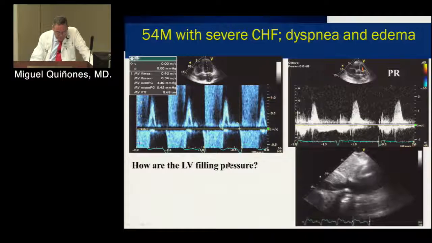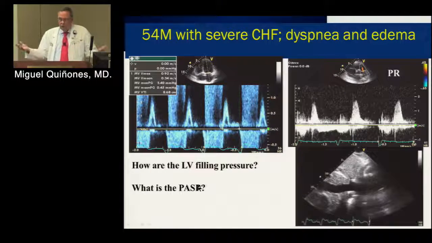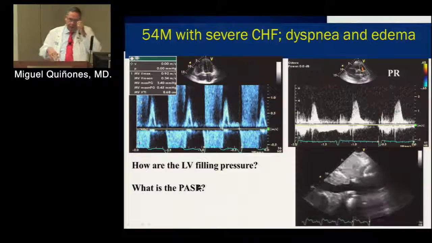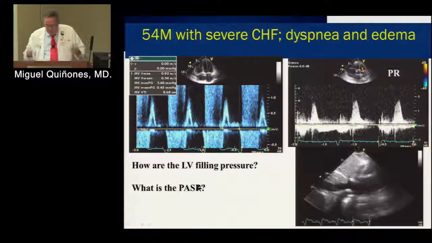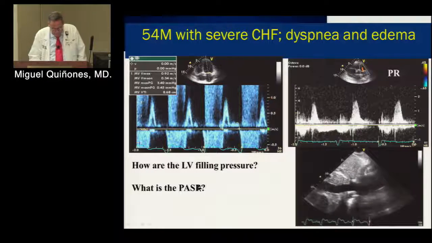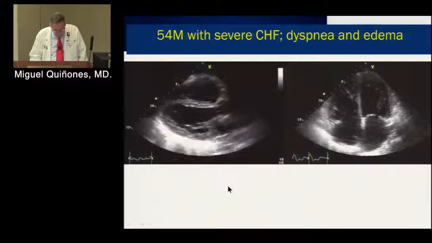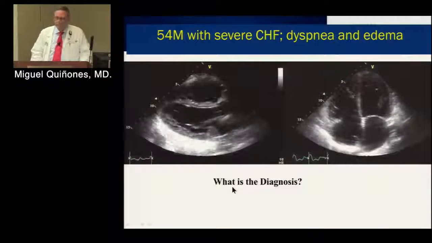Yeah, I think we already said that, right? Not healthy. PA pressures, we cannot tell. No way we can tell PA pressures because the TR is impossible. The radial pressure is so high that there's just no way. We know they're high, but we have no idea how high. Okay? So what's the diagnosis?